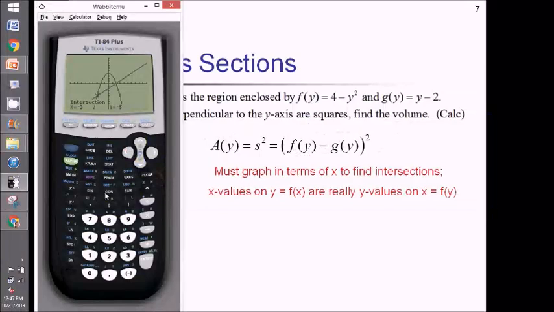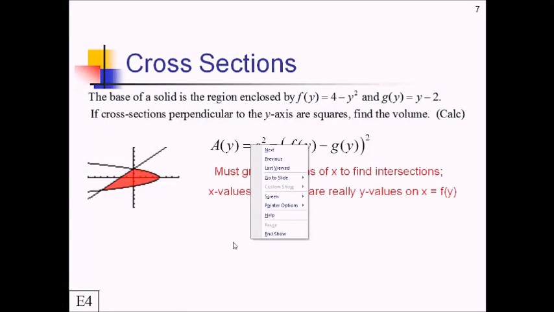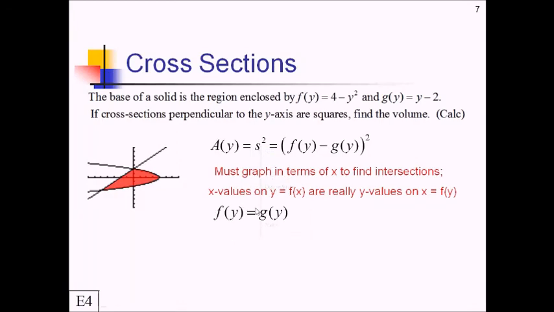And then if I do second trace, option 5, and go over to the other intersection, enter, enter, enter. Well, that's now x equals 2 for this graph. That means we really have y equals 2 for this graph here. So I see that when I set f of y and g of y equal to each other, I have y values of -3 and 2 where these actually intersect. So now I've got my limits. I've got my function to integrate. Let's go ahead and integrate.